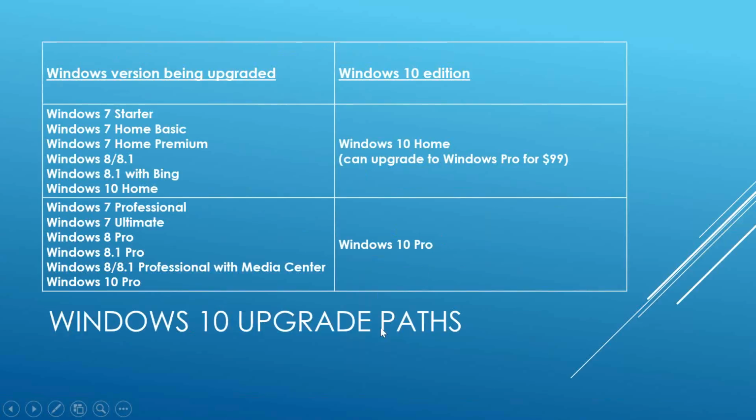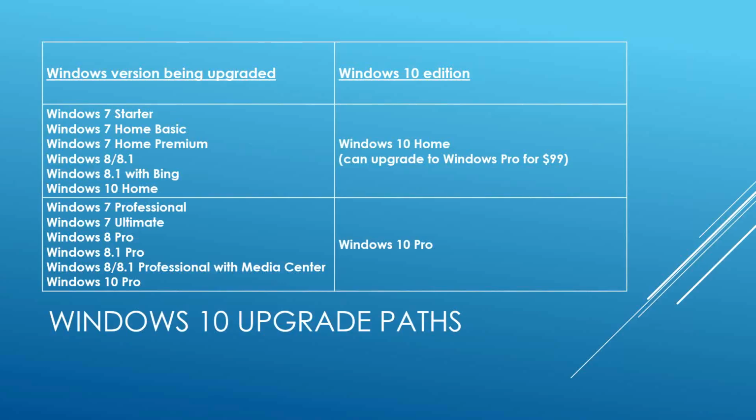This is just a quick chart showing the different upgrade paths. Basically, if you have any of the versions on the left-hand side, Windows 7 Starter, Home, or Windows 8, and you upgrade to Windows 10, you will get a similar version. So if you've got Windows 7 Home, you're going to get Windows 10 Home. If you've got Windows 7 Professional or Windows 8 Professional, you're going to get Windows 10 Professional when you upgrade. If for some reason you had a home version, you can upgrade it to Windows 10 Home, and then for $99, you can upgrade that to Pro. So there is an easy solution to get from Home to Pro.